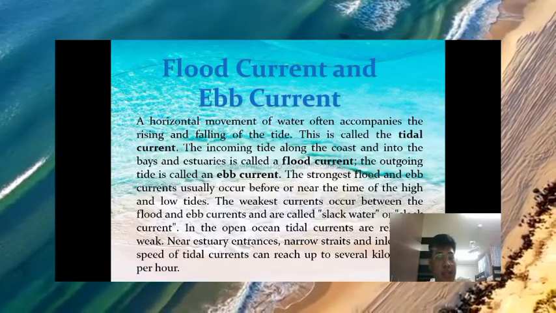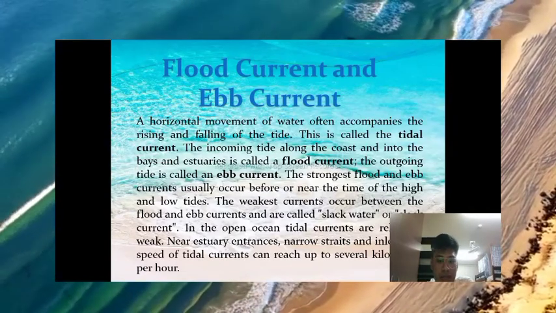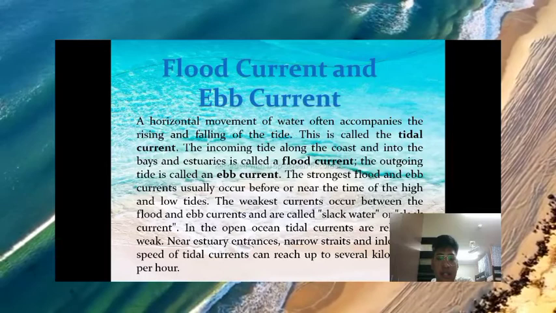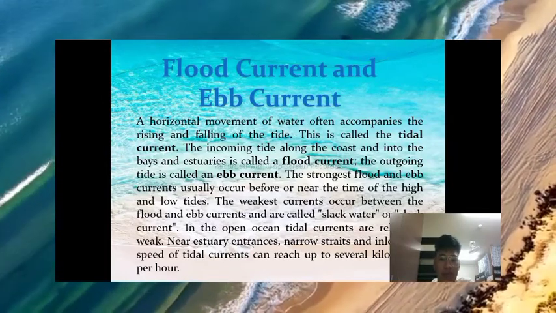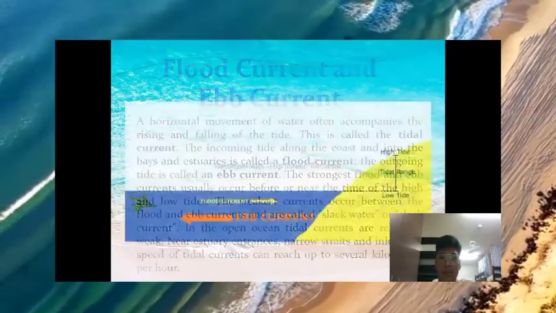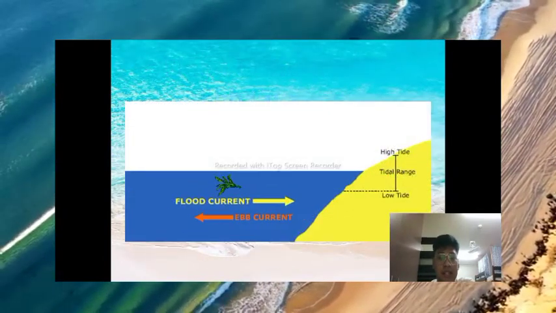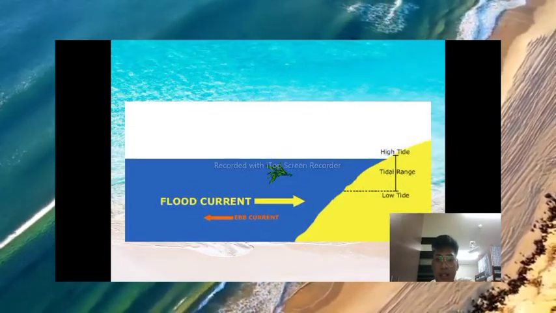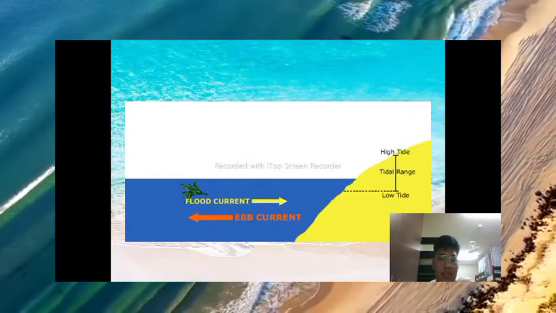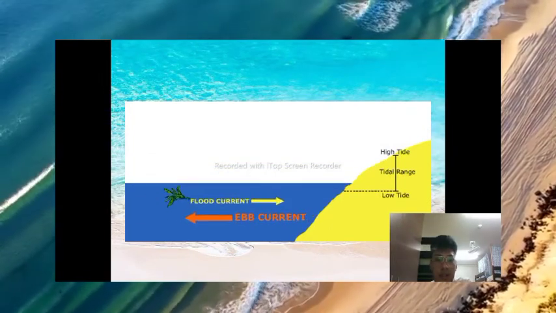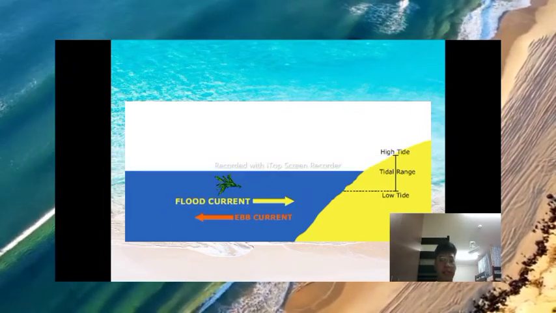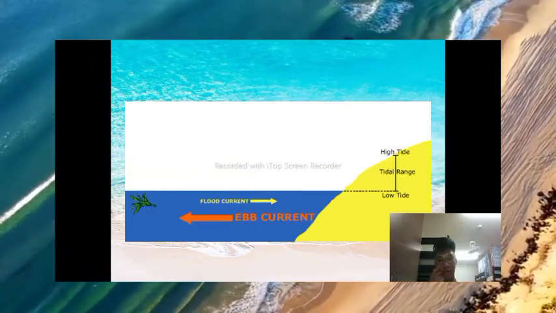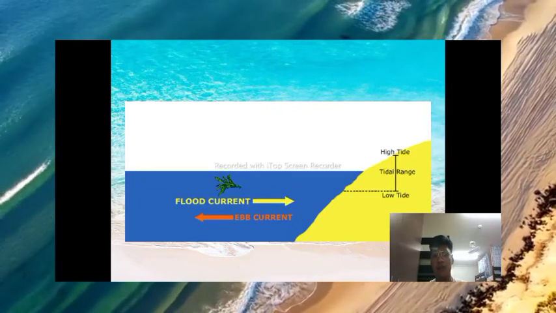Near estuary entrances and narrow straits, tidal currents can reach speeds of up to several kilometers per hour. As we can see in the picture, the GIF, the flood current flows into the high tide, and the ebb current is outgoing.